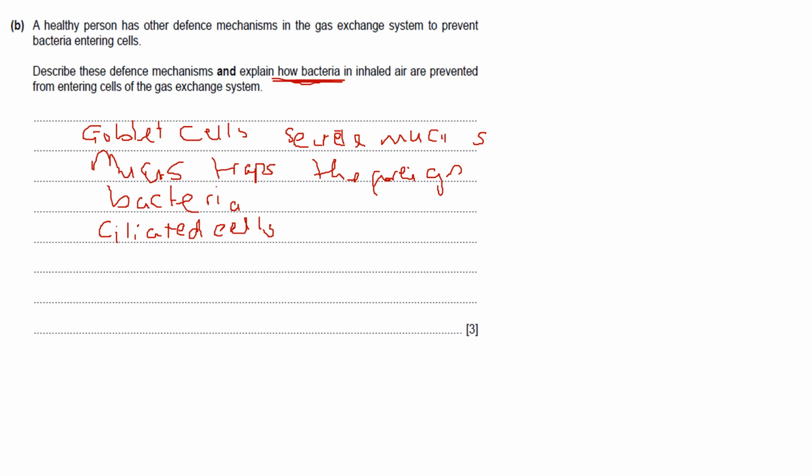I also want you to take note of how this has been asked here. It says describe these defense mechanisms and explain how bacteria are prevented. So when you're structuring your answer, you're structuring it with the view of bacteria and not just any general organism, which is another reason why you wouldn't refer to the hairs in your nose as your typical answer here, because that doesn't necessarily trap bacteria. So you only need to write 3 things here and you will get 4 marks.